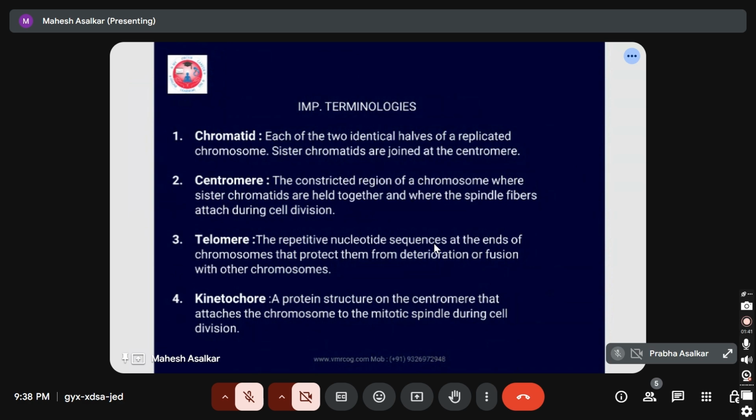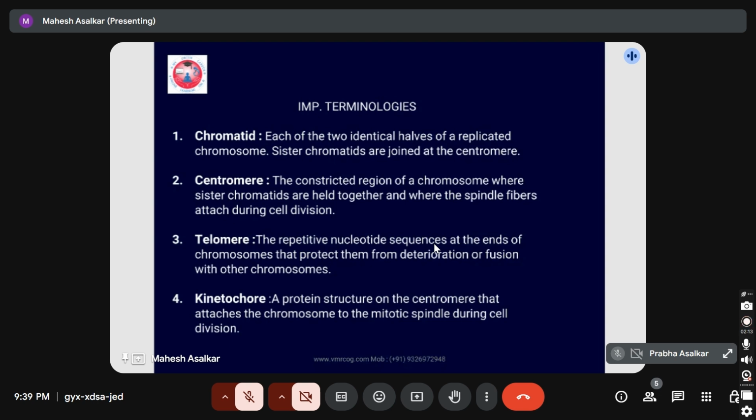So what is chromatid? Each of the two identical halves of a replicated chromosome is called as chromatid. So sister chromatids are joined at the centromere. Okay. What is centromere? The constricted region of a chromosome where the sister chromatids are held together and where the spindle fibers attach during the cell division. Okay, these are also SBAs. So they'll give you some description. They will ask you what it is, whether it is chromatid, whether it is centromere.